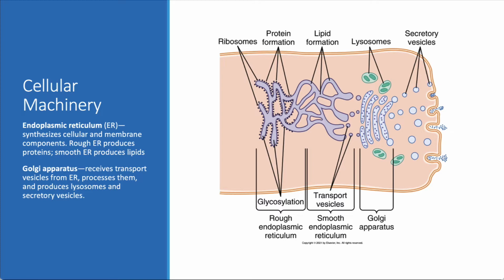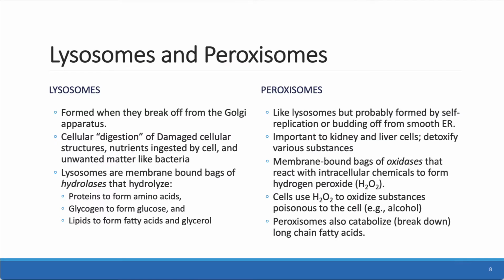The Golgi apparatus looks very similar and, in fact, is closely related to the endoplasmic reticulum. But the job of the Golgi apparatus is to receive those transport vesicles that you see pictured here. These transport vesicles break off from the smooth or the rough endoplasmic reticulum. They get taken up by the Golgi apparatus, and then the Golgi apparatus processes them and makes all of these lysosomes and these secretory vesicles, which we'll talk about now.